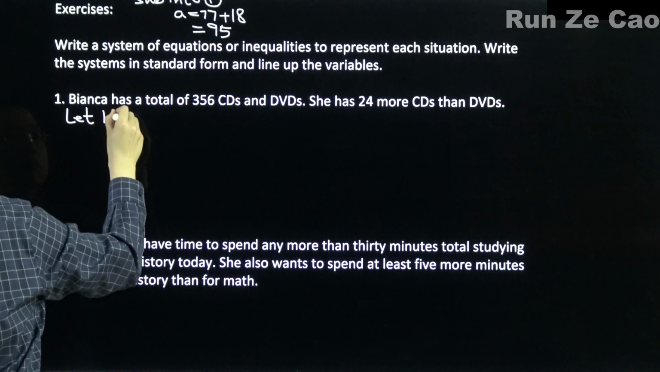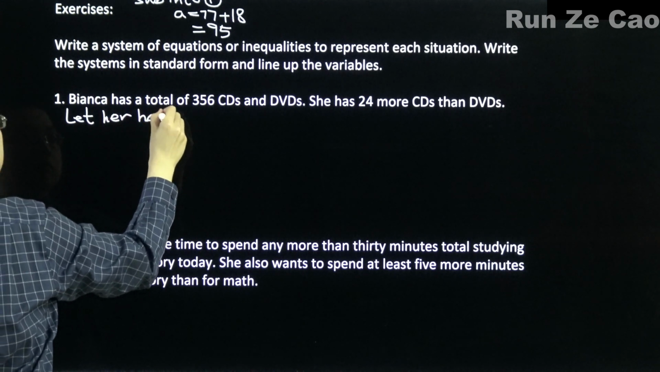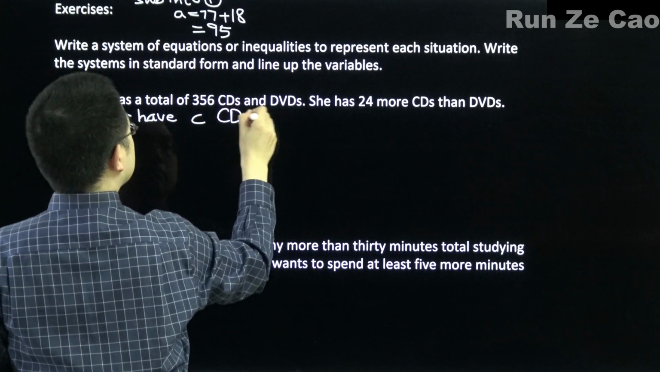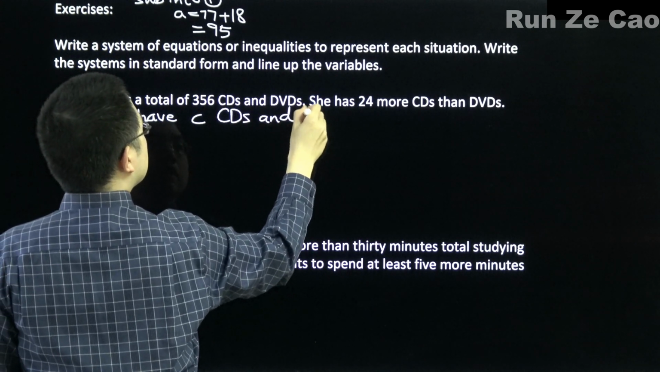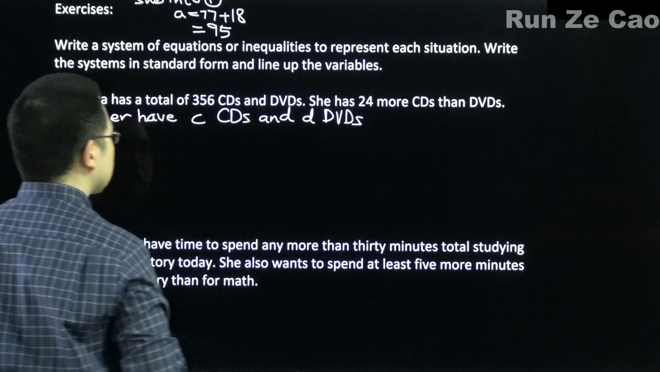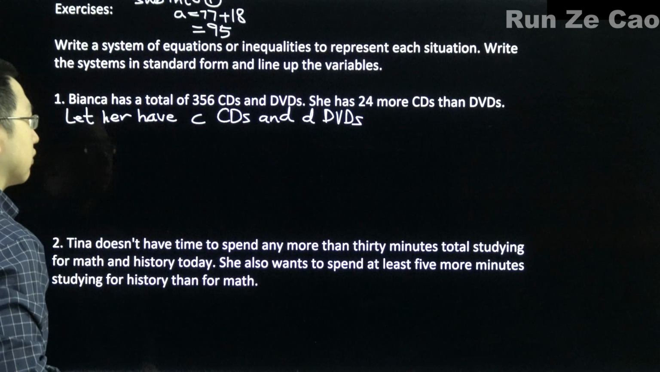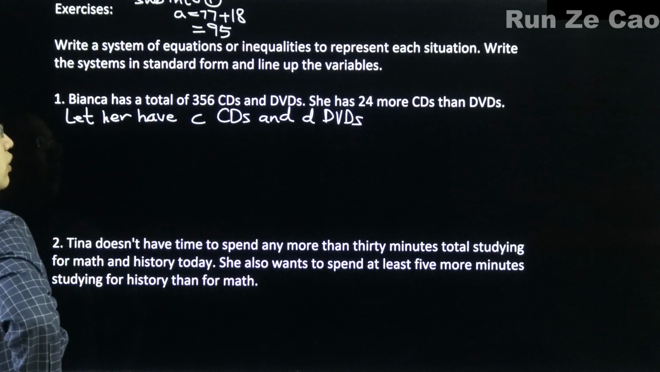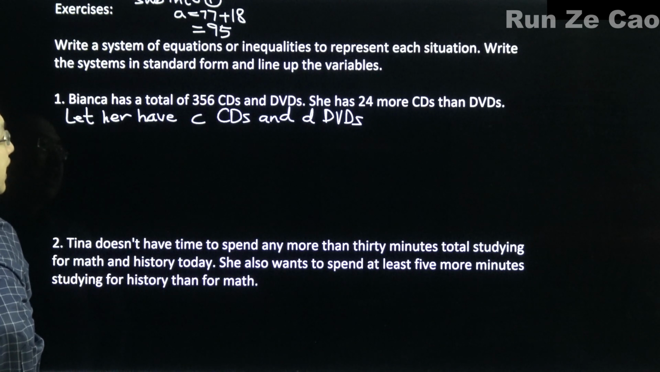Let her have C CDs and D DVDs. Man, who even uses CDs anymore? Or DVDs for that matter, usually. Rare. Anyway, she has 24 more CDs than DVDs.